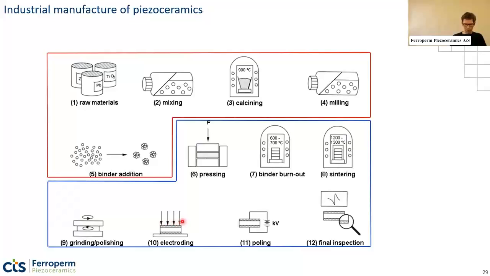Then you apply an electrode, for example, by screen printing, and then you can finally do the poling. And here you should think back to the hysteresis loop I showed before, where you see the alignment of the domains when you apply the electric field, so that when you remove the electric field, most of the domains will still be aligned, as I showed. And now this ferroelectric ceramic has been turned into a piezoelectric component, now that you have aligned the domains, so you have a net polarization. And finally, you inspect the components, and then you can actually sell them to a customer.